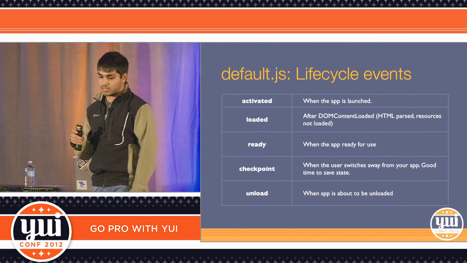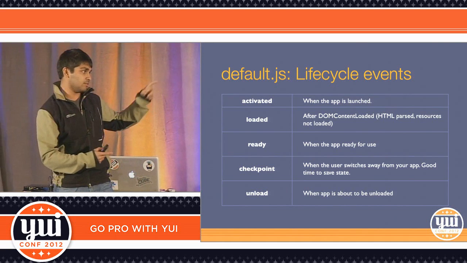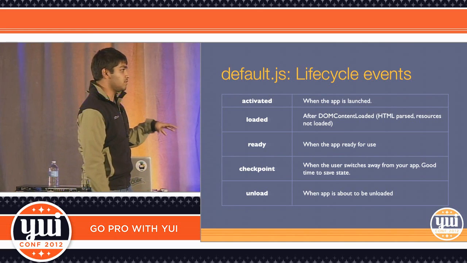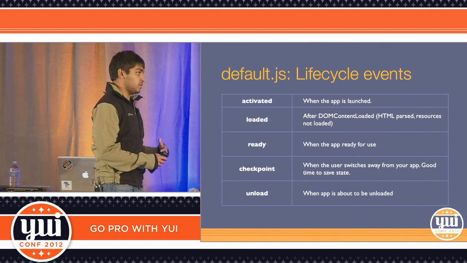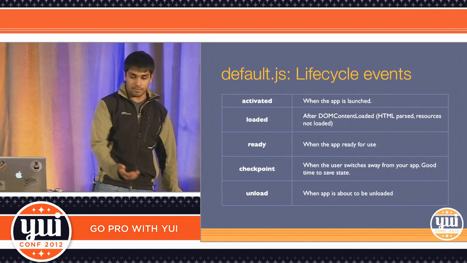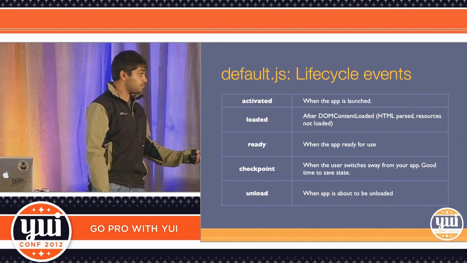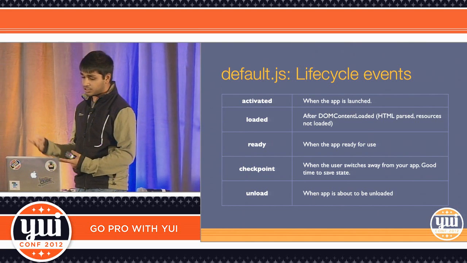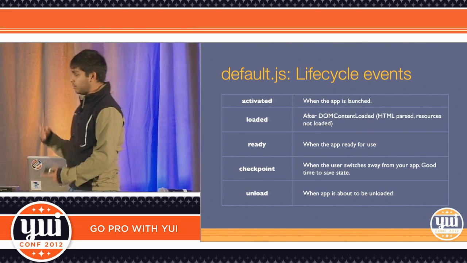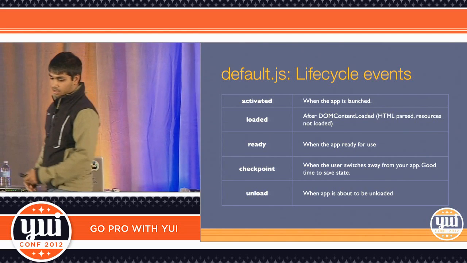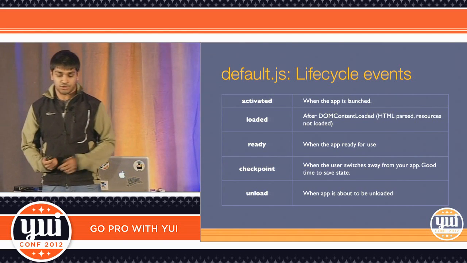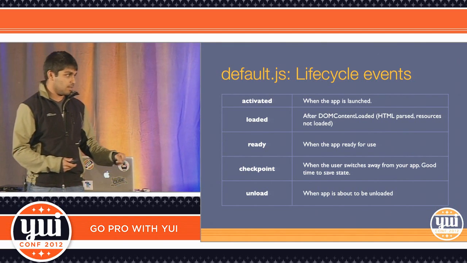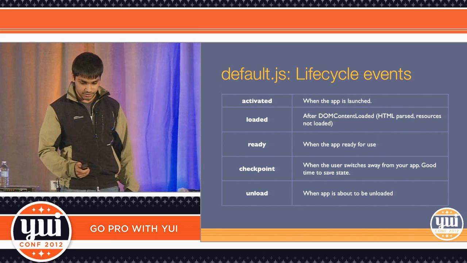Now, default.js is what figures that out when the app launches. That's where you place all lifecycle events and all code related to the app lifecycle management. So, for example, there are a bunch of events that fire over the lifecycle of an app. Activated when the app is launched, loaded after DOM content loaded fires, ready when the app is ready to use, checkpoint fires when the user is navigating away from your app and your app gets placed in the background, and unload is when your app gets terminated, essentially.